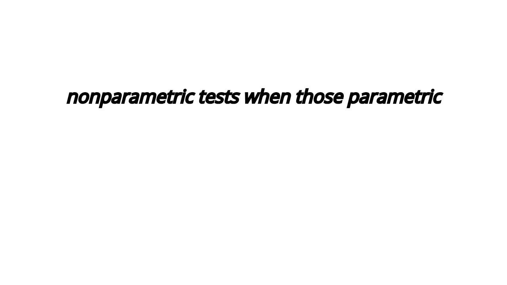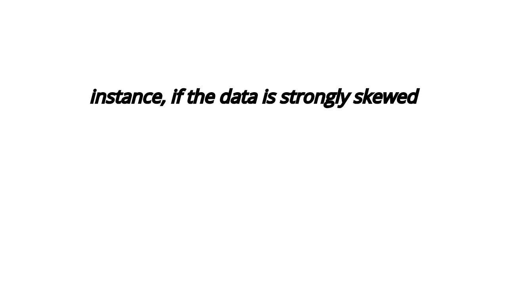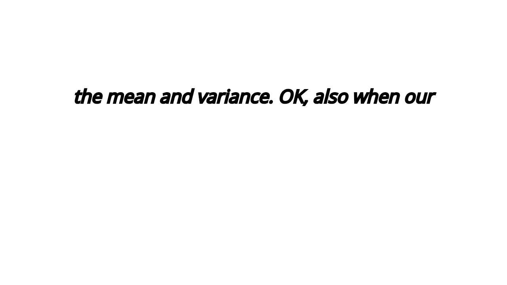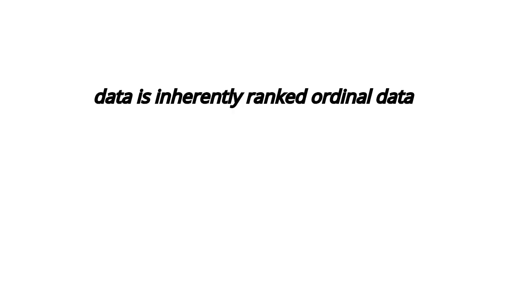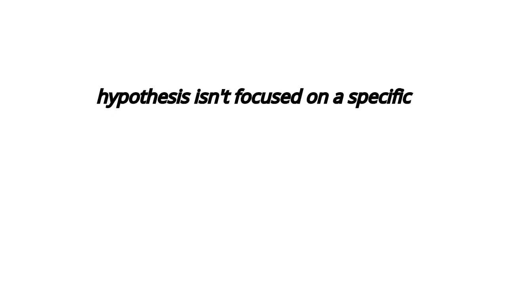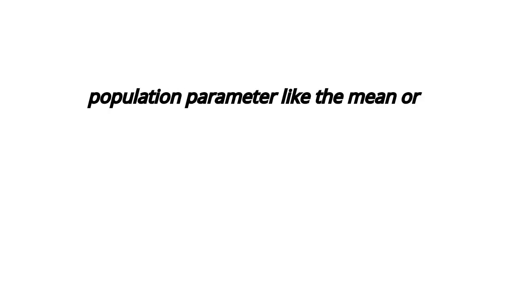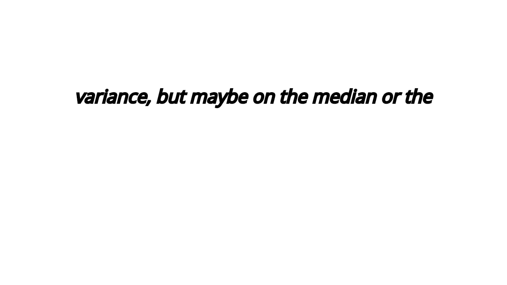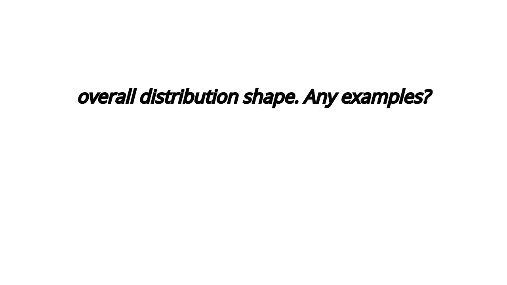We should consider using non-parametric tests when those parametric assumptions are clearly violated, for instance, if the data is strongly skewed or has significant outliers that distort the mean and variance. Okay. Also, when our data is inherently ranked, ordinal data rather than continuous, or when our hypothesis isn't focused on a specific population parameter like the mean or variance, but maybe on the median or the overall distribution shape.